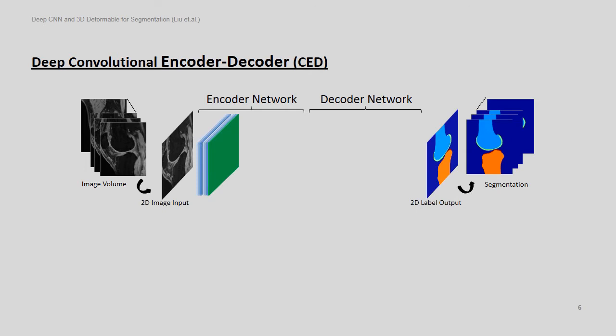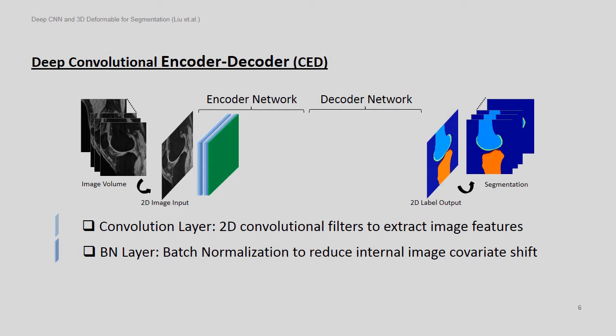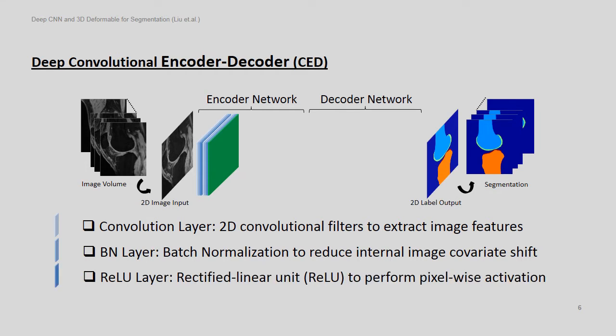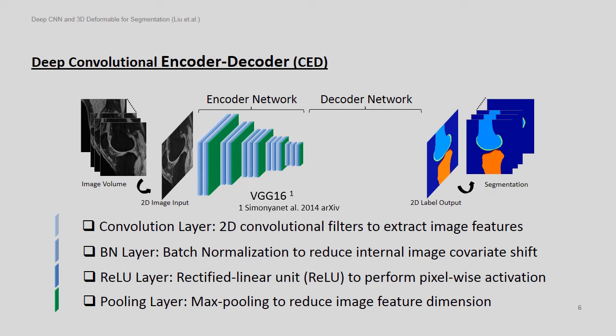A basic element of the encoder network consists of multiple processing layers. The convolution layers utilize a set of 2D convolution filters to extract spatially invariant, robust image features. Batch normalization layers are used to reduce the internal covariate shift during training, thus improving training efficiency and accuracy. The rectified linear unit performs a pixel-wise feature activation function. And finally, the pooling layers are used to reduce image feature size by max pooling. The basic combination is repeated several times to process the raw input image into compressed representative image features. The encoder is essentially the famous VGG16 network, originally proposed for large-scale image recognition tasks.